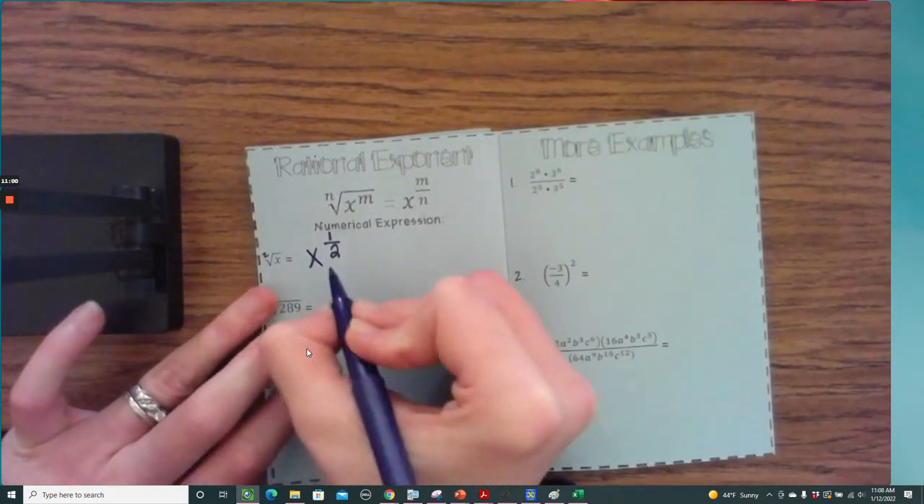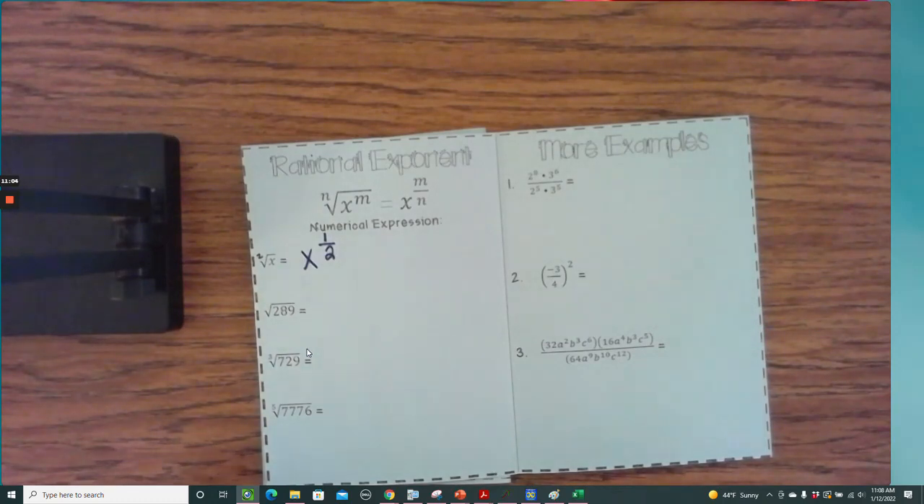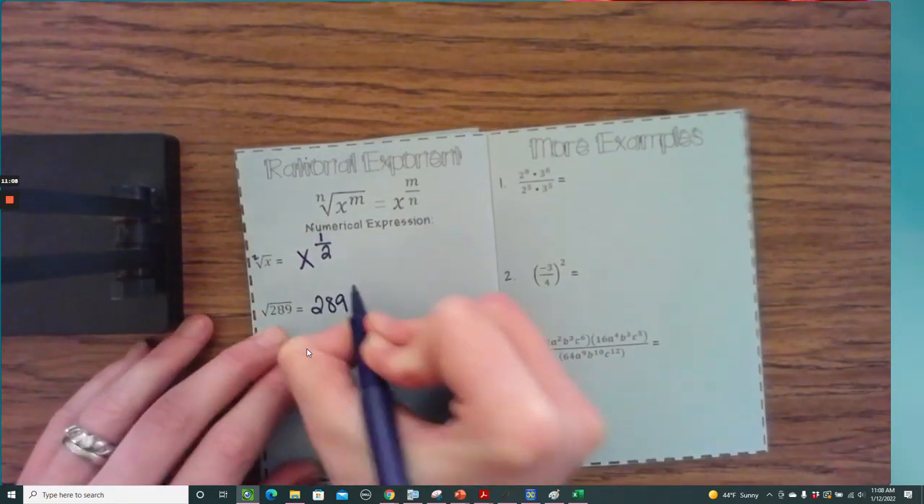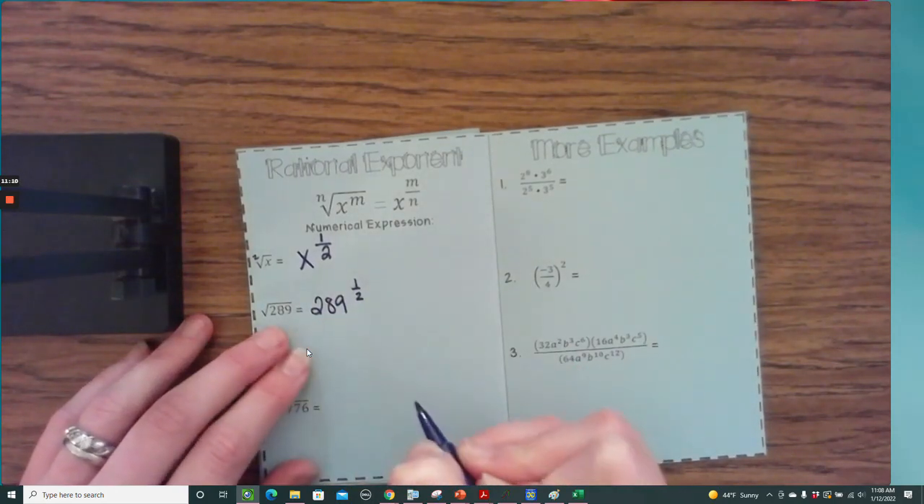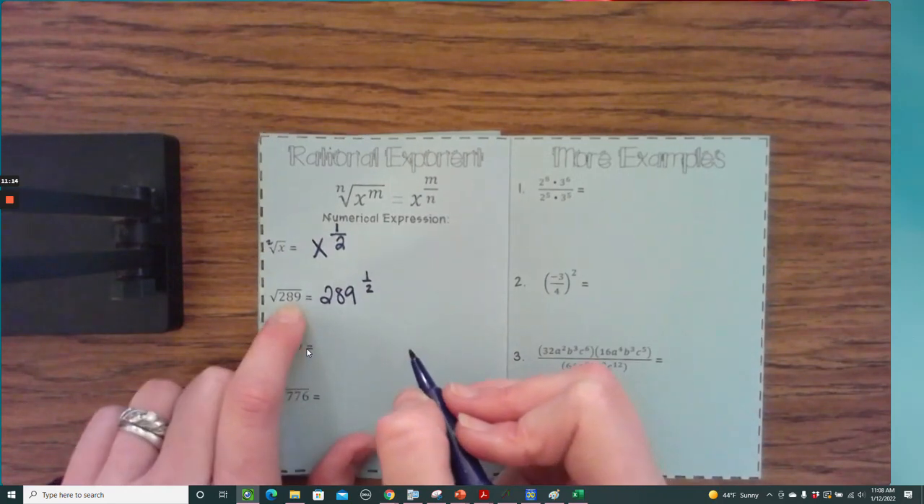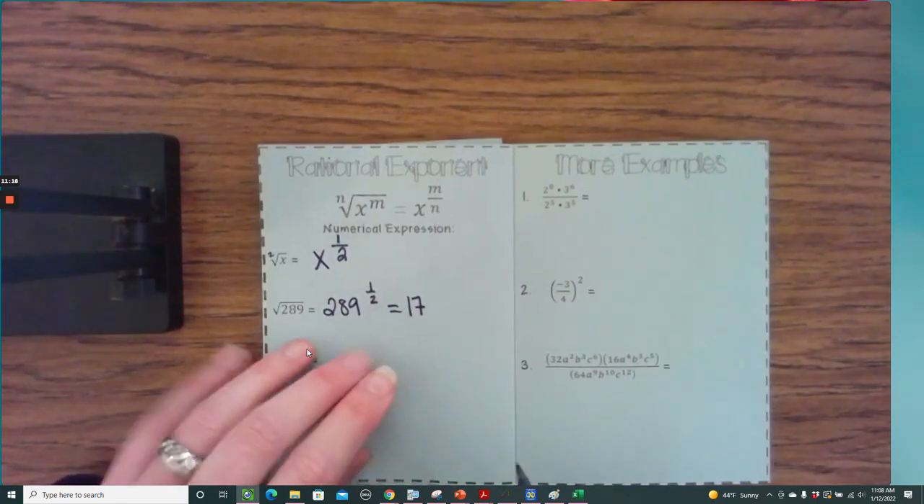So the square root of x is the same as x to the 1/2 power. So the square root of 289 is the same thing as 289 raised to the 1/2 power. And this you can type in your calculator, and it will give you the exact same answer as if you square root 289. That's going to equal 17.